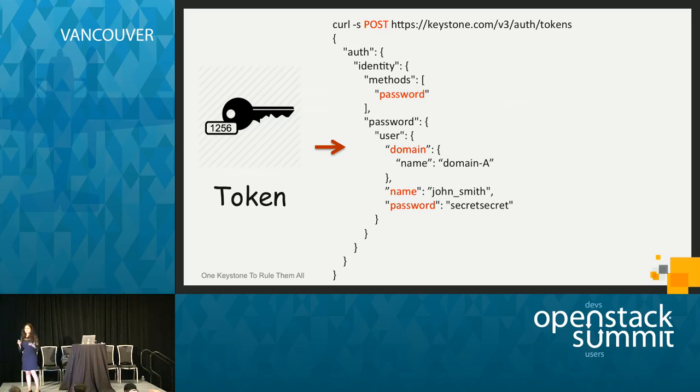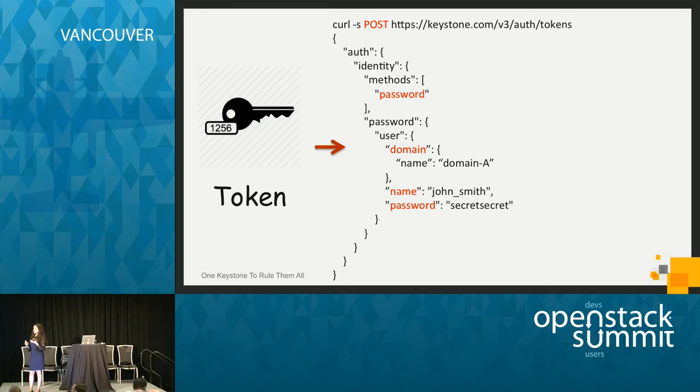If anybody possesses a token, it's basically your identity. So until it expires, that person can behave as if you are requesting certain operations. A token has information such as the user information, which domain it belongs to, and the expiry time. And also, there are different types of tokens.